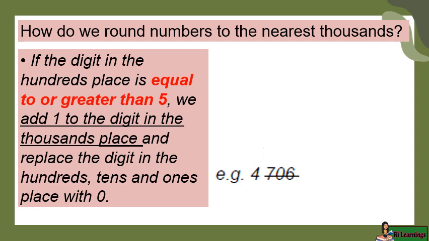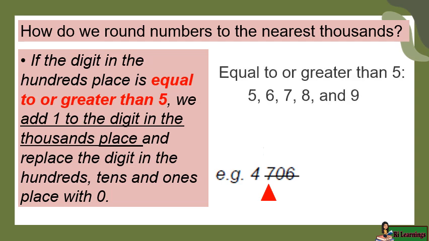Look at the hundreds digit, the digit to the right of the thousands digit. If the digit in the hundreds place is equal to or greater than 5, means 5, 6, 7, 8, and 9, we add 1 to the digit in the thousands place and replace the digit in the hundreds, tens and ones place with 0.